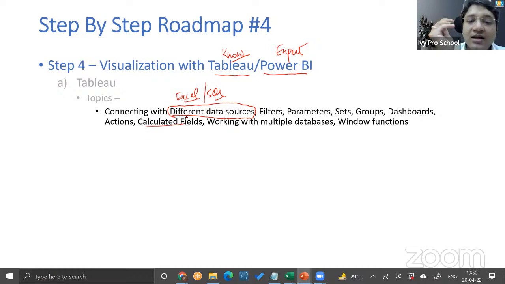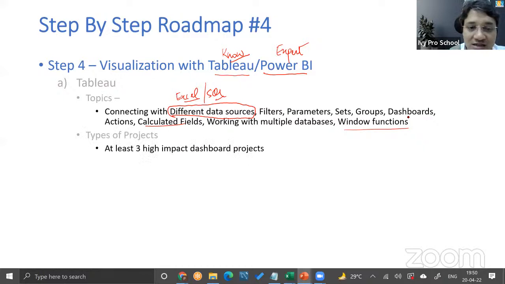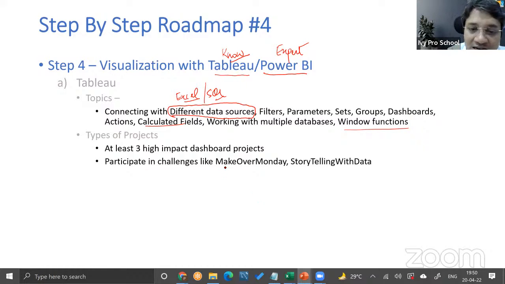Very important. LODs are not mentioned here, but they're also important. Working with multiple databases, window functions also here. And then types of projects, at least 3 high impact dashboard projects. Participate again in online challenges, Makeover Monday, storytelling. There are numerous examples among our students who have done this and been very successful. And those are the guys who are hired the first.